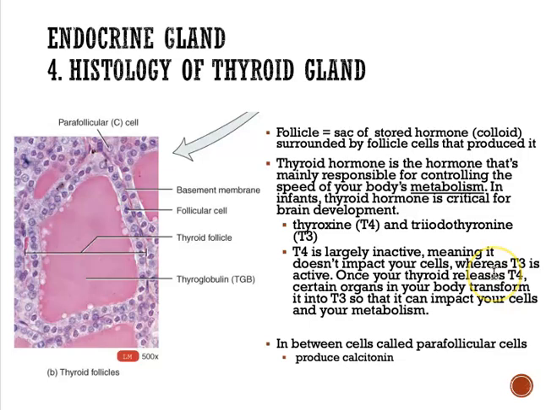And you can see in the next statement, your body produces it as T4, which again is the more inactive form, and then it's quickly converted into T3. So again, it's to impact your cells and their functioning and their ability to grow and metabolize. Basically, the sum of all the chemical and mechanical processes in the body, right? In between the cells, again, are those parafollicular cells. They produce calcitonin, and more on that in a moment.